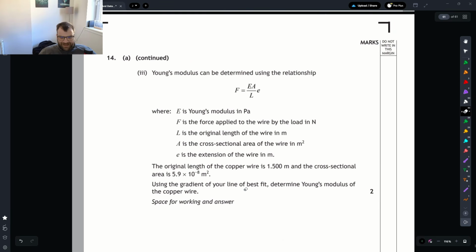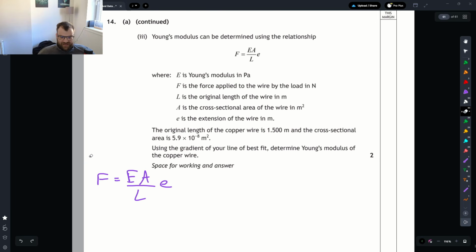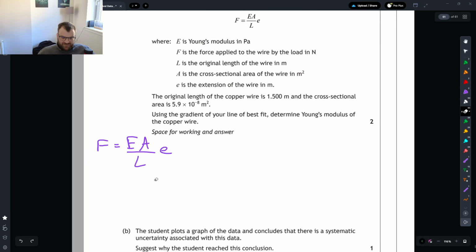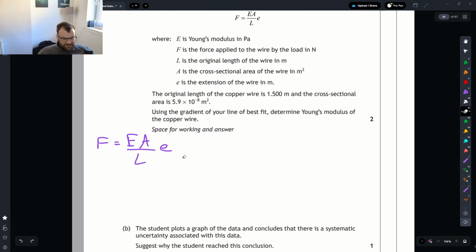Okay, so after the palaver of that lovely graph, I was like, oh great, look, there's a wee relationship. This is going to be fun, rearranging, wonderful. We want to work out the modulus, which is E. Great, let's start doing some shuffling then. So if F equals EA over LE, starting to rearrange it, the first thing I want to do is get rid of the E from the other side. So I'm going to move that over and divide by it.